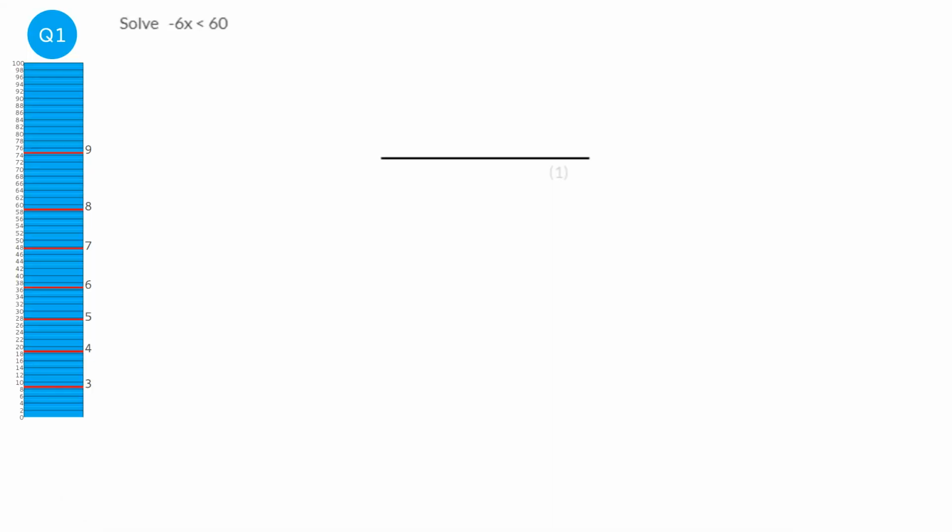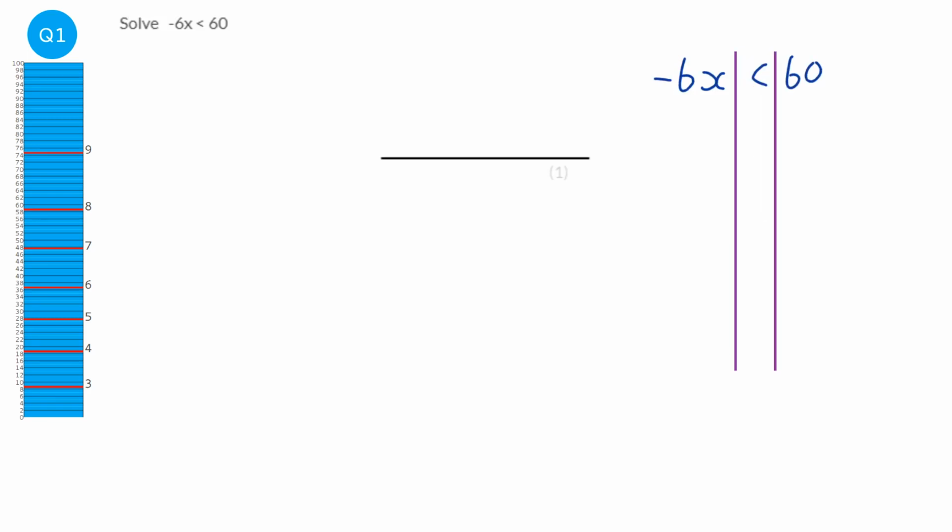Okay, so we're going to start by writing this out a little bit bigger, give us a bit more space. So it's minus 6x is less than 60. And we're going to do our tram lines down. And we're going to start by dividing both sides by minus 6, because that's what this is doing, it's timesing the x by minus 6. So that gets rid of the minus 6 on the left hand side.